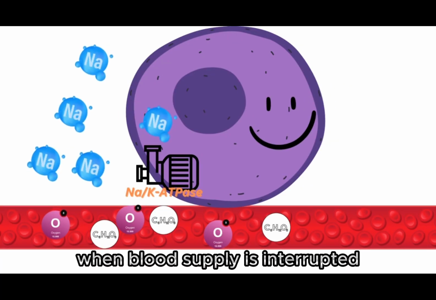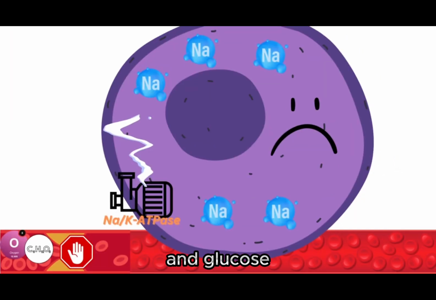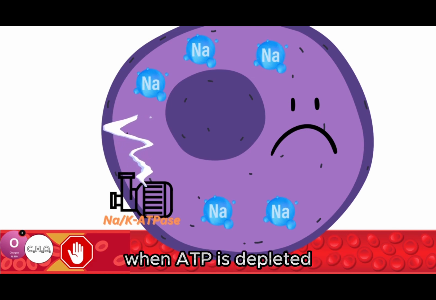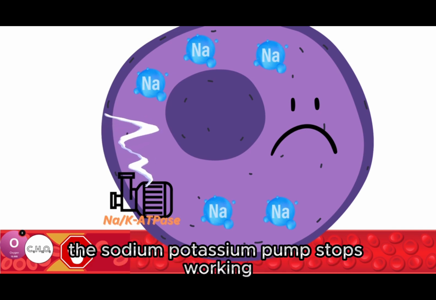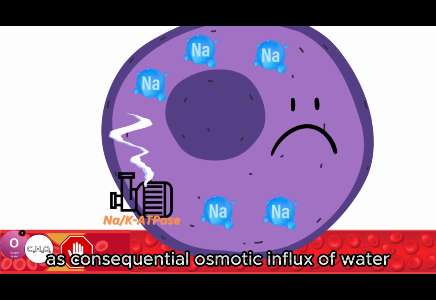When blood supply is interrupted, the affected tissue will have a lack of oxygen and glucose, leading to the depletion of ATP. When ATP is depleted, the sodium-potassium pump stops working, which results in increased intracellular sodium and consequential osmotic influx of water.